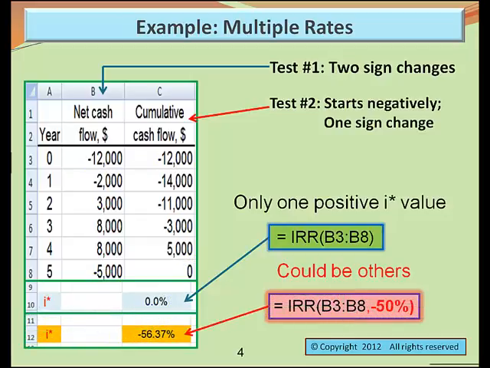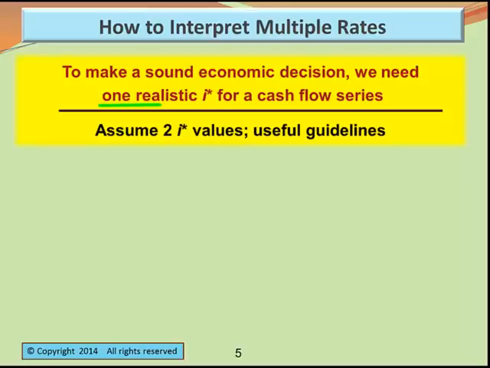Let's reapply the IRR function, and this time use the optional guess operator. If we set guess to a negative value, like minus 50% as shown here, the other root appears. It is minus 56.37%. Now this result is of no economic significance compared to the return of 0, but we do still have two I* values. Mathematically, this calls the analysis into question. A sound economic decision should be based on one realistic I* value. Multiple roots bring any economic decision into question.